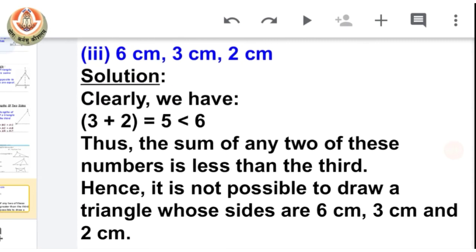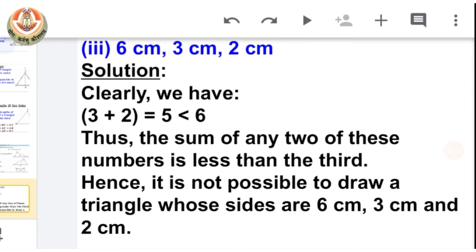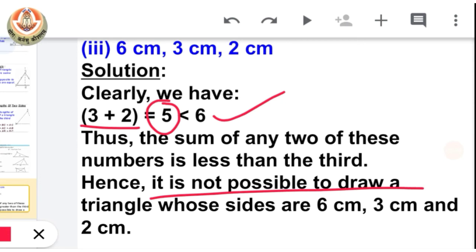Now let's see the third and the last part. We have been given 6, 3 and 2 centimeter. So when we add 3 and 2 together, it gives 5, which is less than the third side. So that means this is also not following the property of the sum of the lengths of a triangle. That means it is not possible to draw a triangle whose sides are 6, 3 and 2.